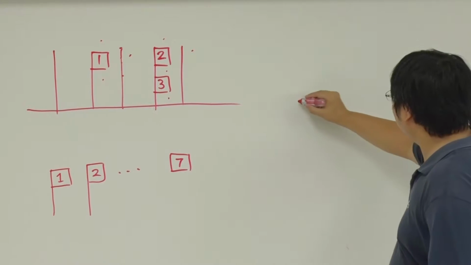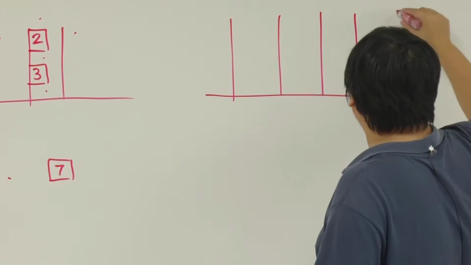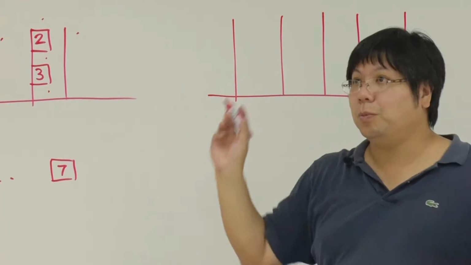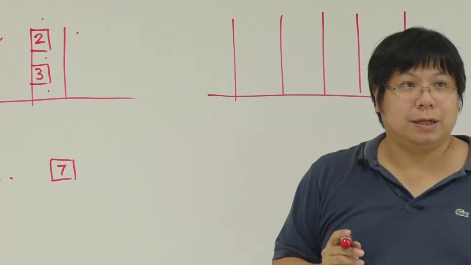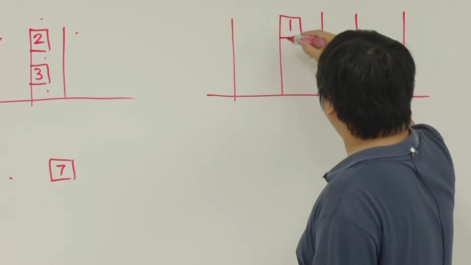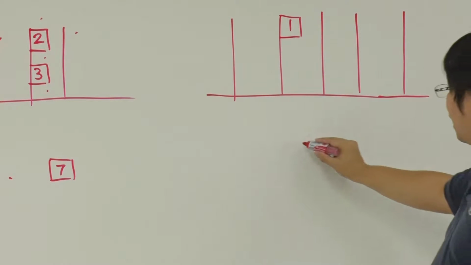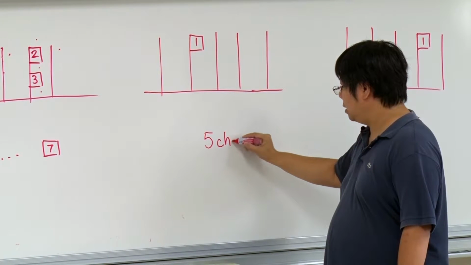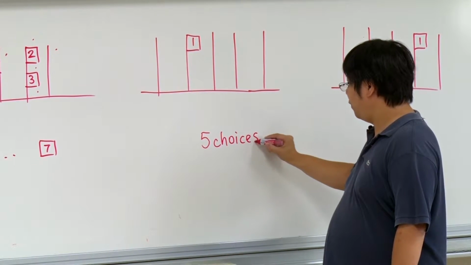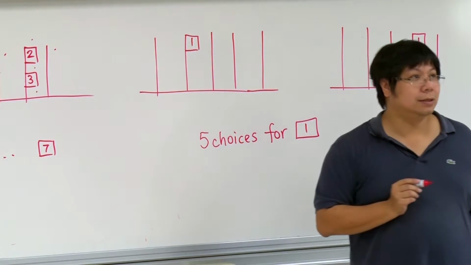Now, let's take a look. When we just put 1, how many choices are there? There are 5 choices. Okay. So 1 may be here, or 1 may be here. Okay? So there are 5 choices for this flag 1. Okay?